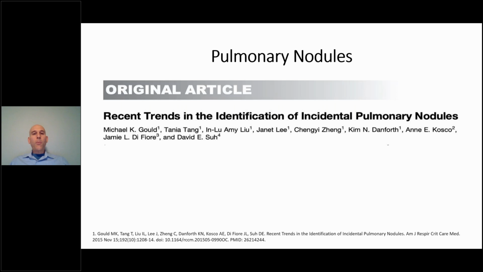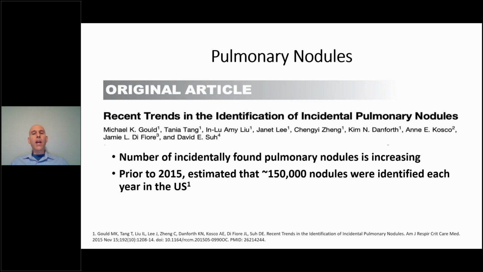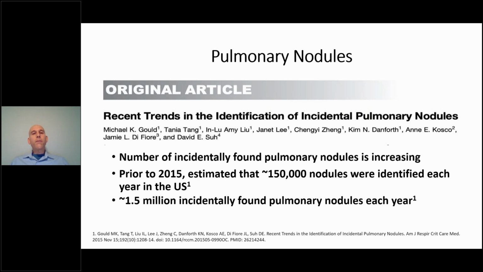So we'll first talk about pulmonary nodules. Obviously it's something that's very familiar to all of us, and we deal with it every day in our clinical practices. And we've realized over time that the number of incidentally found pulmonary nodules continues to increase. Prior to this paper by Dr. Gould et al. in 2015, it was thought that there were maybe about 150,000 nodules identified each year. Turns out that we were off by just a little bit. There were about 1.5 million, based on machine learning and looking at the Kaiser healthcare system, estimated incidentally found pulmonary nodules. So about an order of magnitude of 10 more nodules than we expected, so quite a bit.